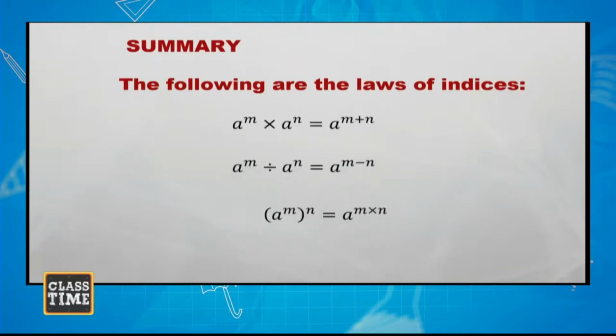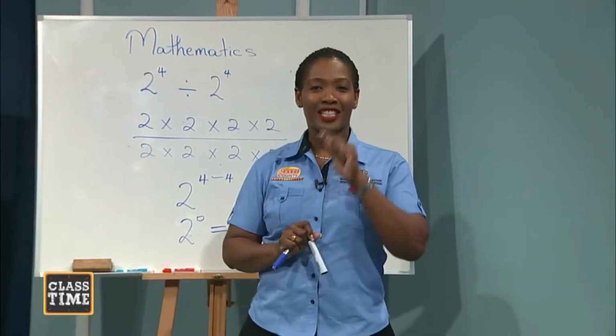And we are now at our summary. We looked at the laws: when adding indices, same base, we add the powers. When dividing indices, same base, we subtract powers. When raising a power to a power, we multiply powers. Any base raised to the 0 power is 1. Any number or base raised to a negative power is 1 divided by that base raised to the positive power. And we also looked at rational numbers here. Right. So just remember, that's all the time we have for today's lesson.